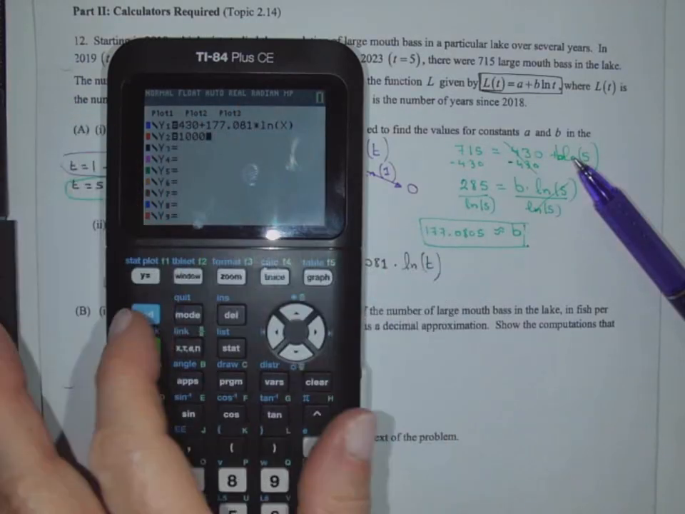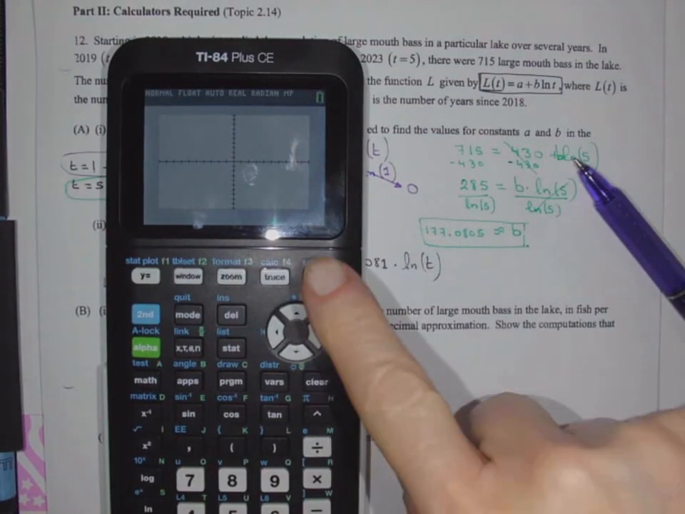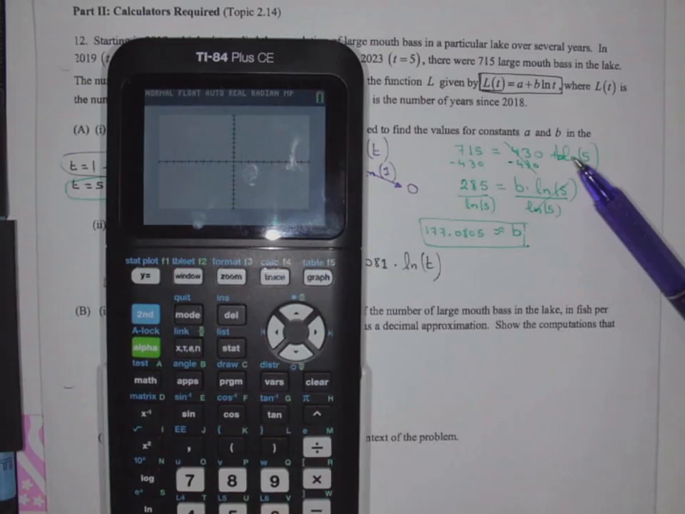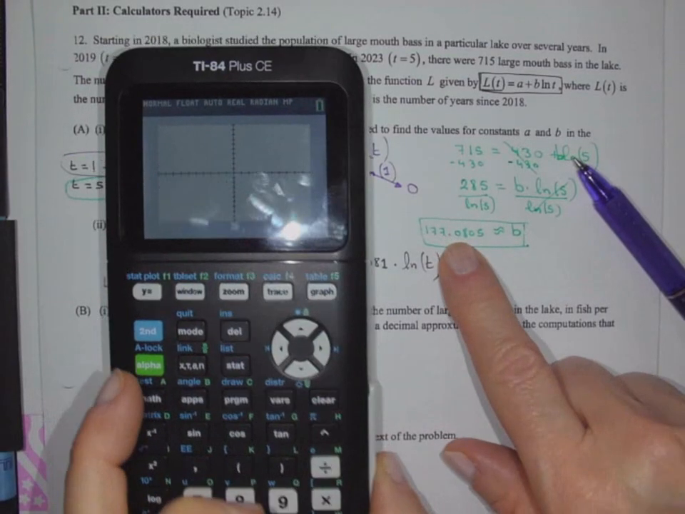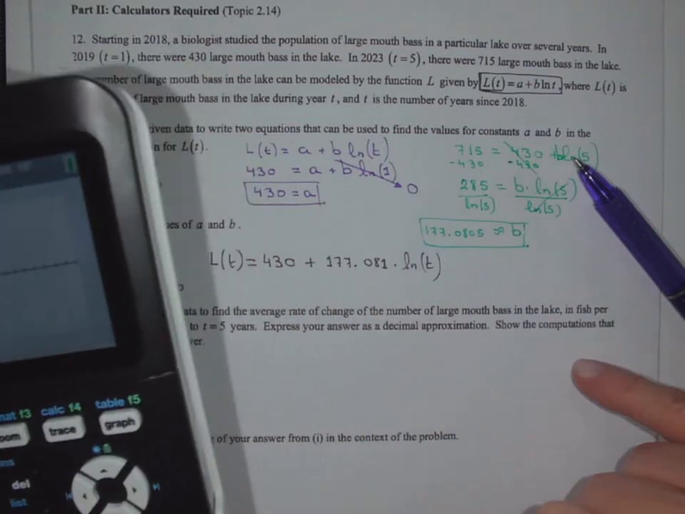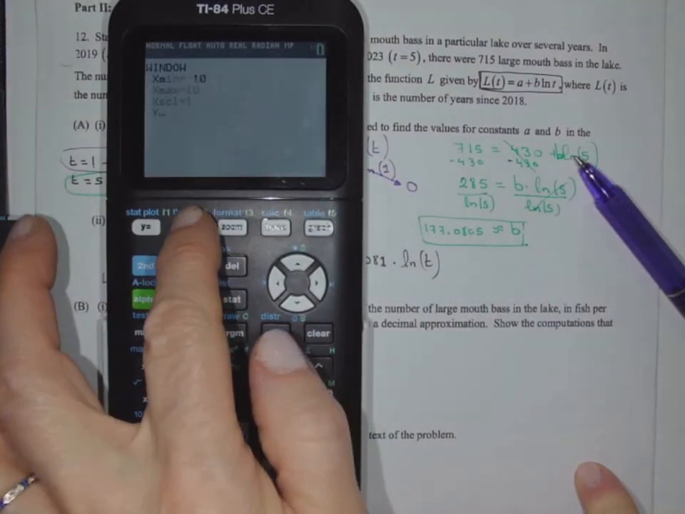Now, obviously, this is not going to show, right? Because this goes from negative 10 to 10, negative 10 to 10. Well, my numbers are way bigger than that, right? I have a y-intercept of 430 just to start with. Okay, so I'm changing my window.